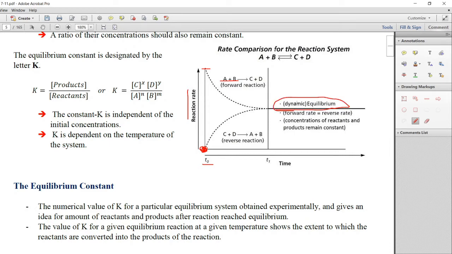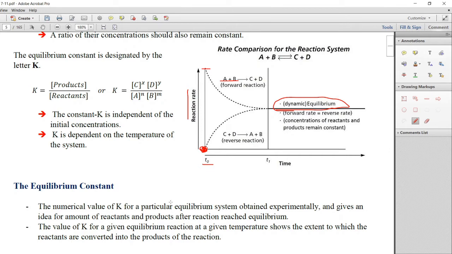What do you mean by dynamic equilibrium? It means that the equilibrium always moves, always. If a couple of molecules of reactants react to become products, at the same time the products will also go back to form the reactants because they are in an equilibrium state. So at that point, concentrations of reactants and products must remain constant.